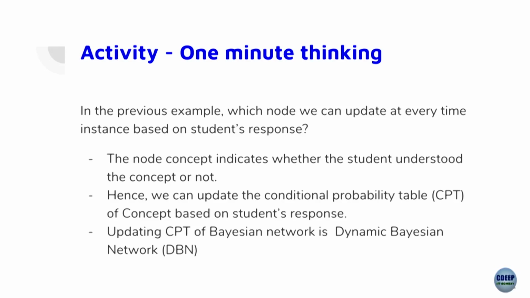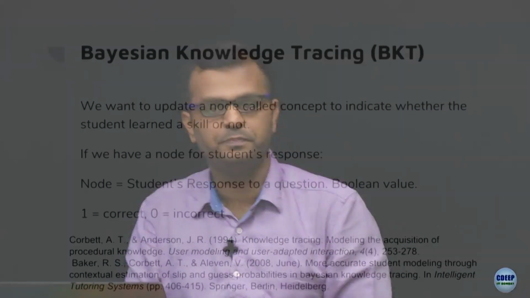So updating the conditional probability table of a Bayesian network is called a dynamic Bayesian network. Okay. In that example, we're just updating one node. Suppose there are multiple nodes or whatever, it is called a dynamic Bayesian network. The network is not static. Wayang Outpost and its tutor use static Bayesian networks. Now we are going to see dynamic Bayesian networks in this particular thing, that is called Bayesian knowledge tracing.